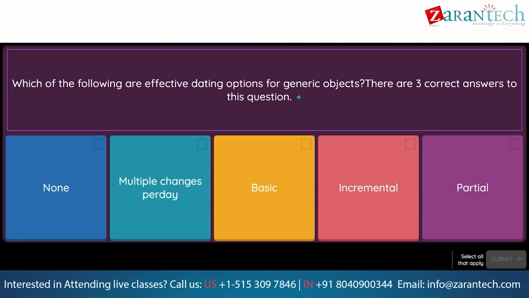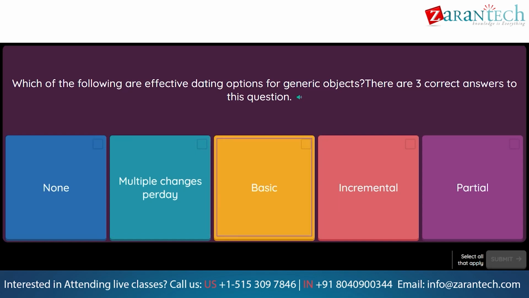Question: which of the following are effective dating options for generic objects? There are 3 correct answers to this question. Option 1. None. Option 2. Multiple changes per day. Option 3. Basic. Option 4. Incremental. Option 5. Partial.